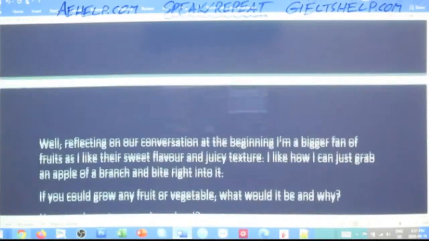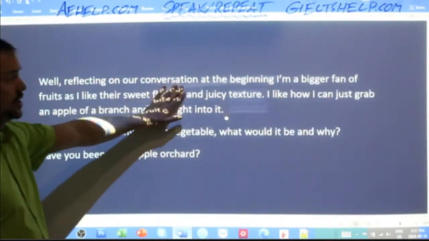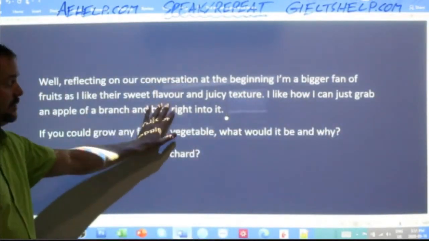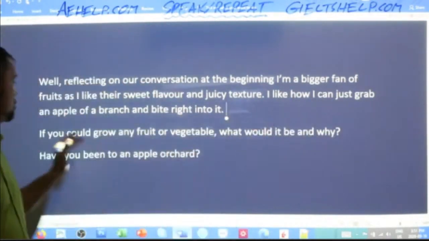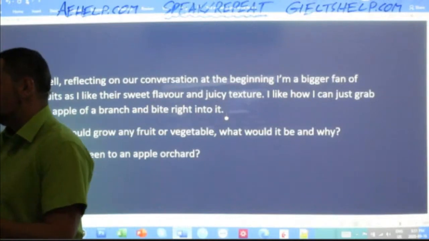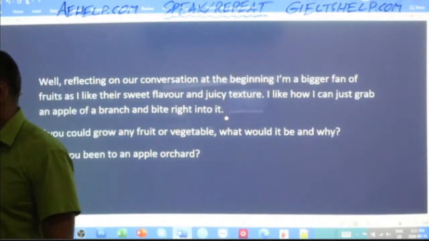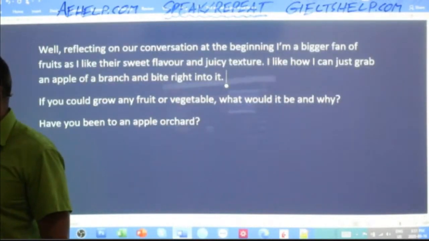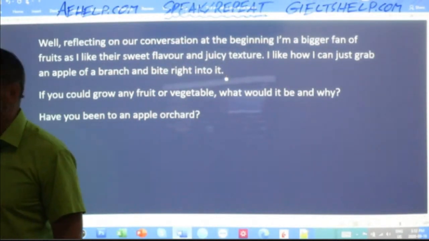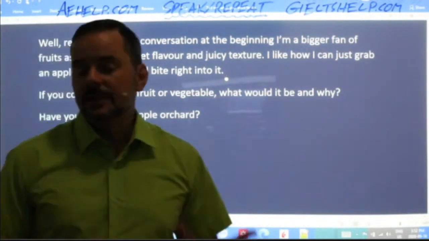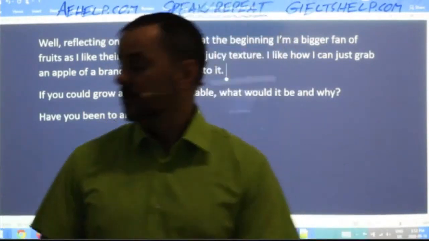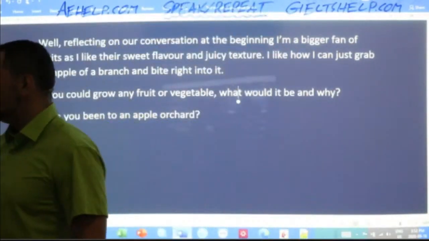Why? Well, reflecting on our conversation at the beginning, I'm a bigger fan of fruits as I like their sweet flavor and juicy texture. I like how I can just grab an apple off a branch and bite right into it, okay? And even though that's true for some vegetables as well, I mean, you can pluck a nice red bell pepper right off of a vine and bite right into it as well, but IELTS examiners aren't going to judge your answers as long as they're clear and accurate, okay? Okay, next question.